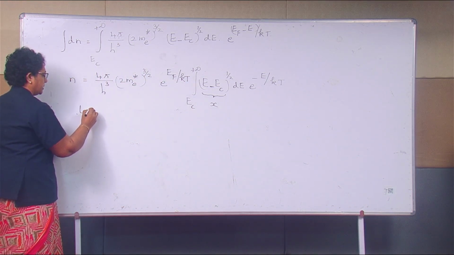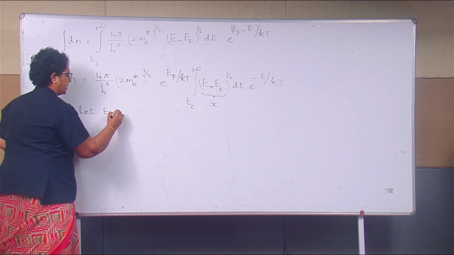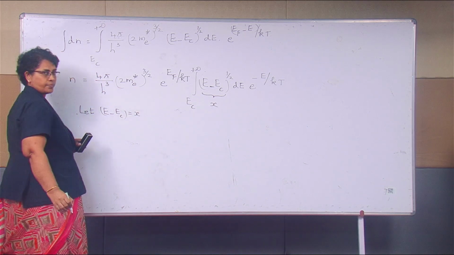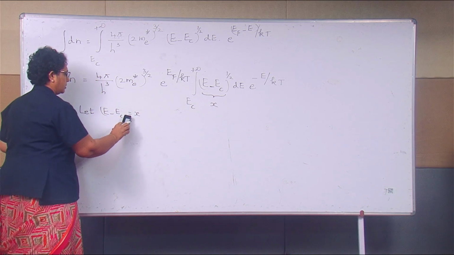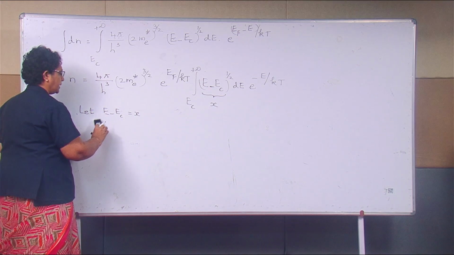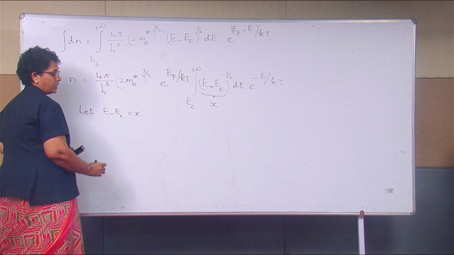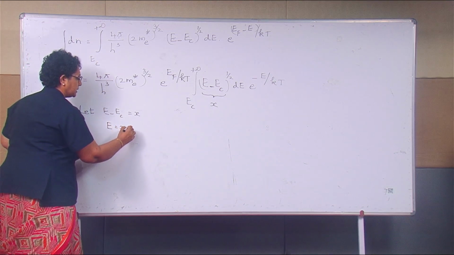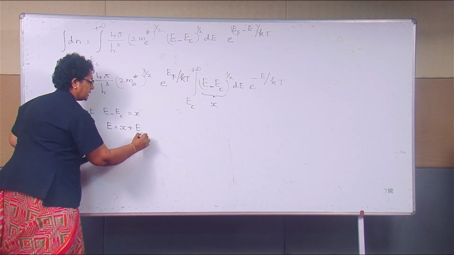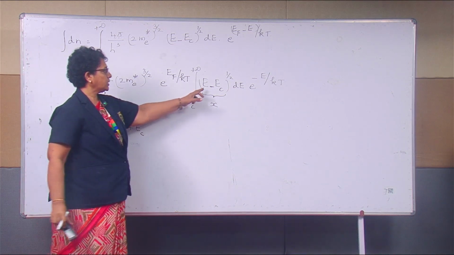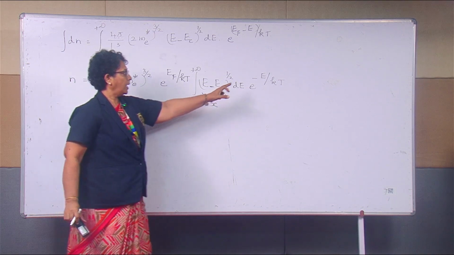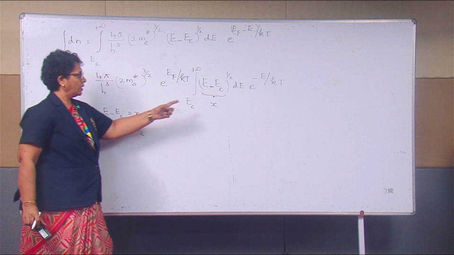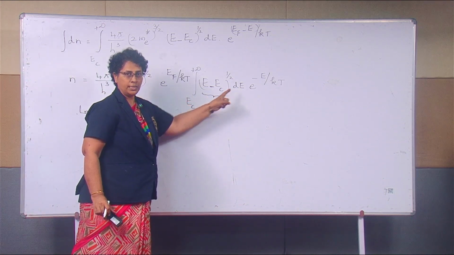So let E minus EC is equal to x. Let this term be equal to x. Now what will be of E? E can be taken as x plus EC. So instead of this, you can substitute x, and instead of this E, you can substitute x plus EC. Now what can be substituted for dE?